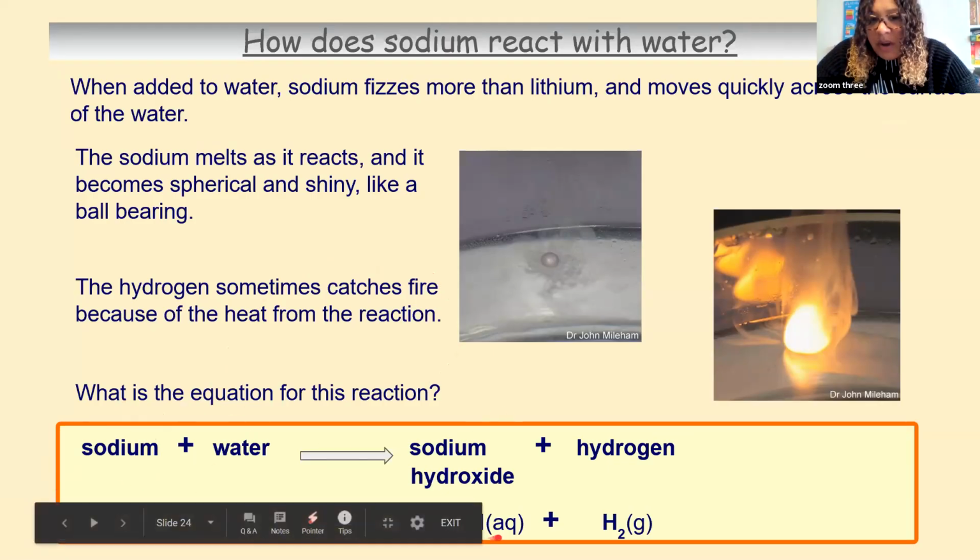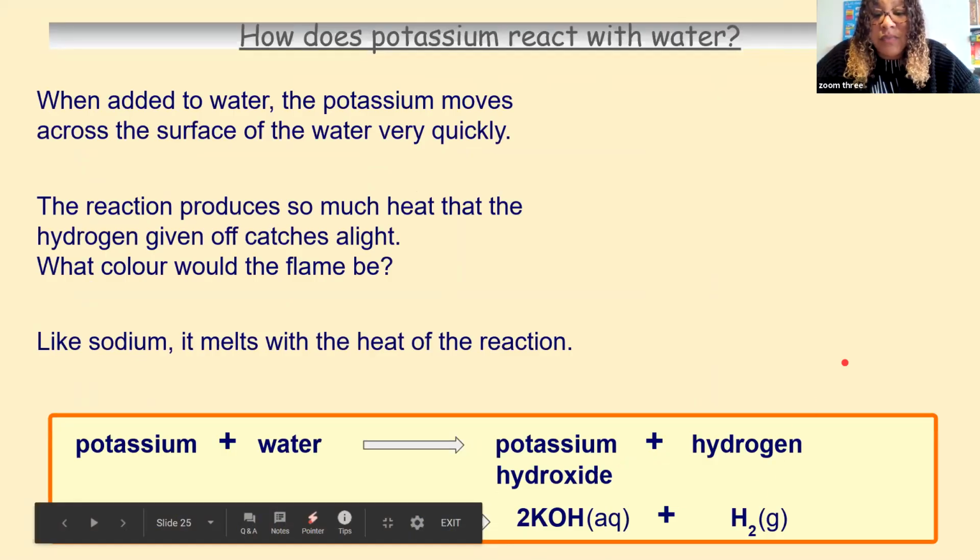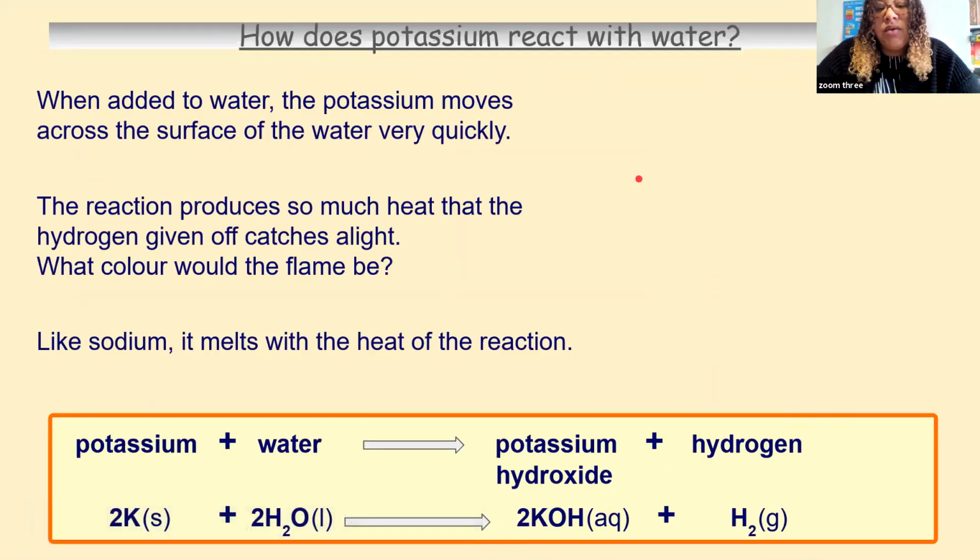You get your sodium hydroxide. That's that OH group making it a hydroxide. And if it's H and O, you know it's hydroxide. I'm not tricking you again. And hydrogen gas. Okay. And so it should come as no surprise to you then that when you add potassium and water, you get potassium hydroxide and hydrogen gas.